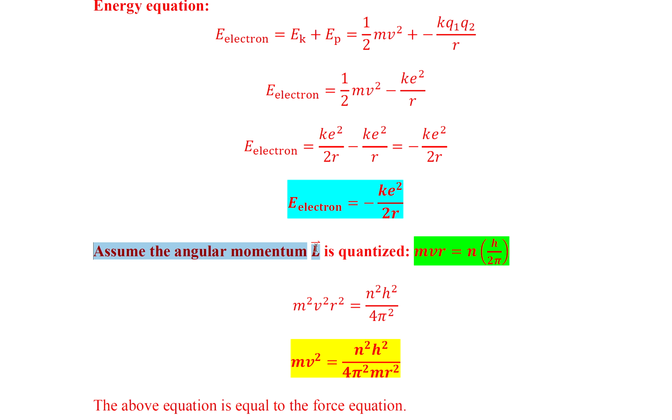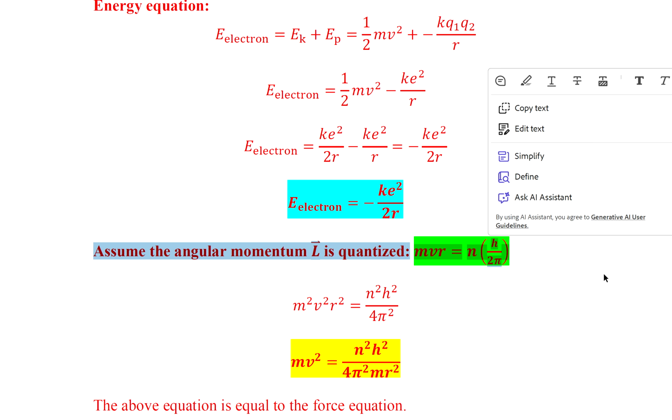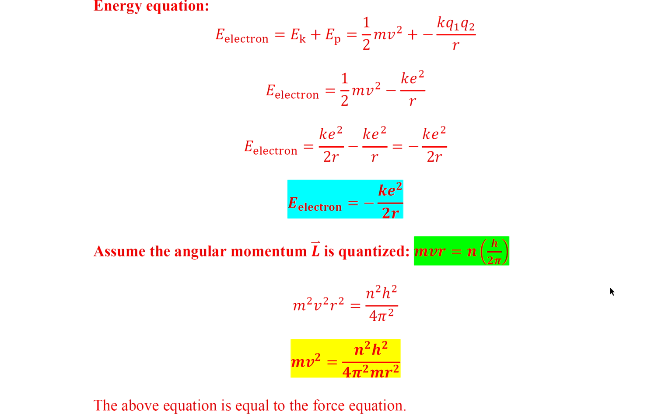Assume that the angular momentum is quantized, just like energy can be quantized. So mvr equals nh over 2 pi. So the angular momentum is an integer n, which could be 1, 2, 3, 4, 5, 6, 7, 8, 9, 10, times h over 2 pi.